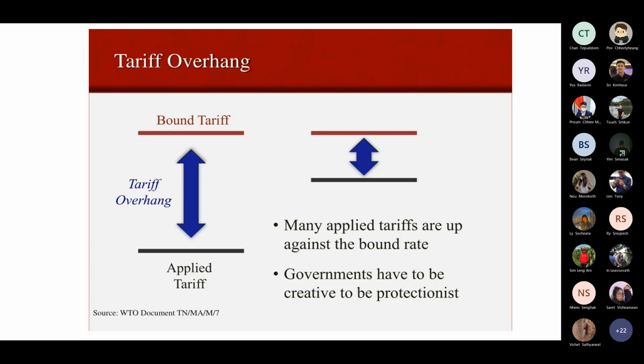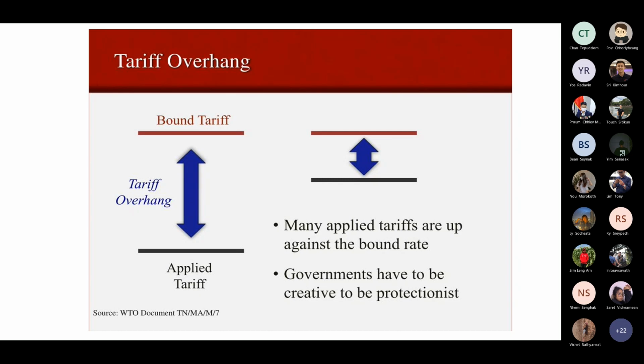You are fine. Okay, tariff overhang. This one is a very important keyword. I think it's very likely to appear in our quiz that will be taking place next week or in our exam. Okay, bound tariff, applied tariff, and you might question what is the name of the space between bound tariff and applied tariff. So the official name that has been used by the WTO members is called tariff overhang. So tariff overhang is the space between the bound rate and applied rate.